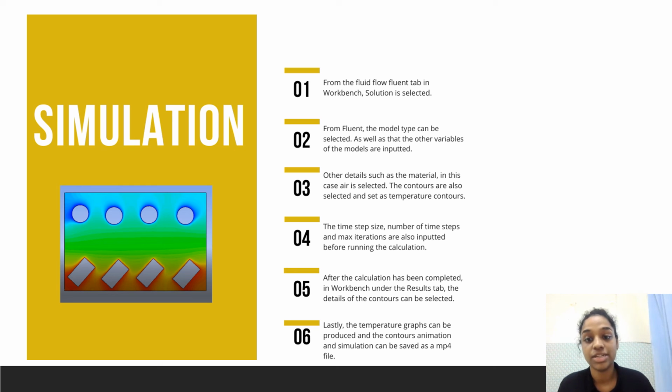And once the calculation has been completed, in Workbench, under the Results tab, the details of the contours can be selected. So lastly, the temperature graphs produced from this simulation, as well as the contour animations, can be saved as an MP4 file. As shown in the picture here, this is an example of a simulation for one of the different types of models used.